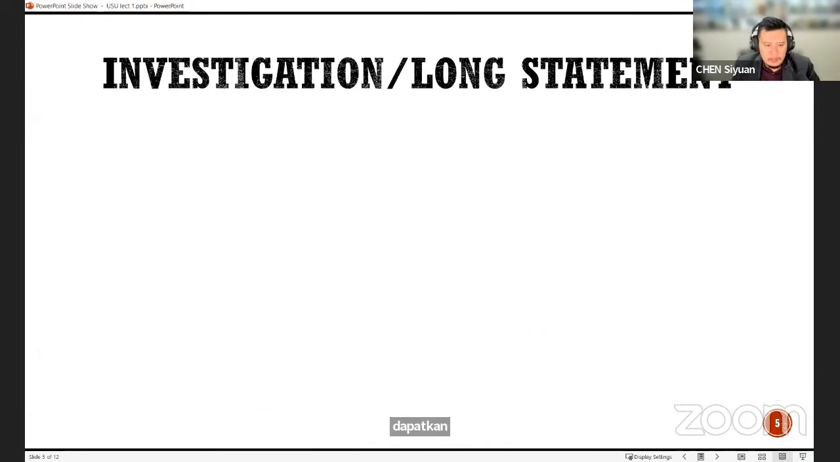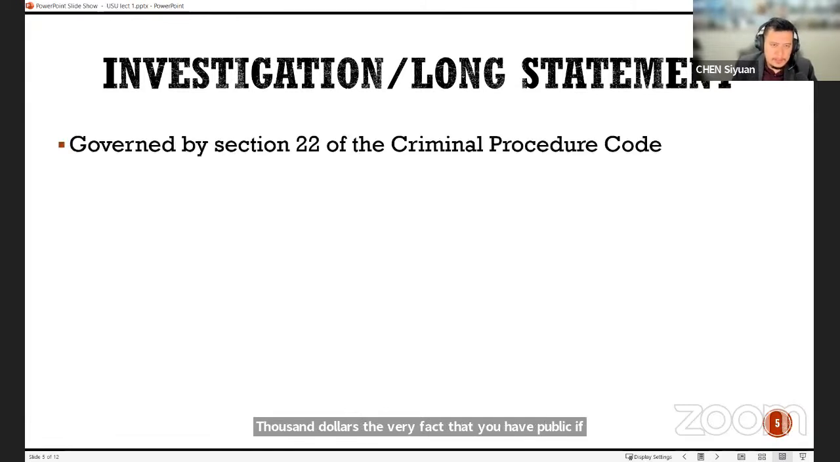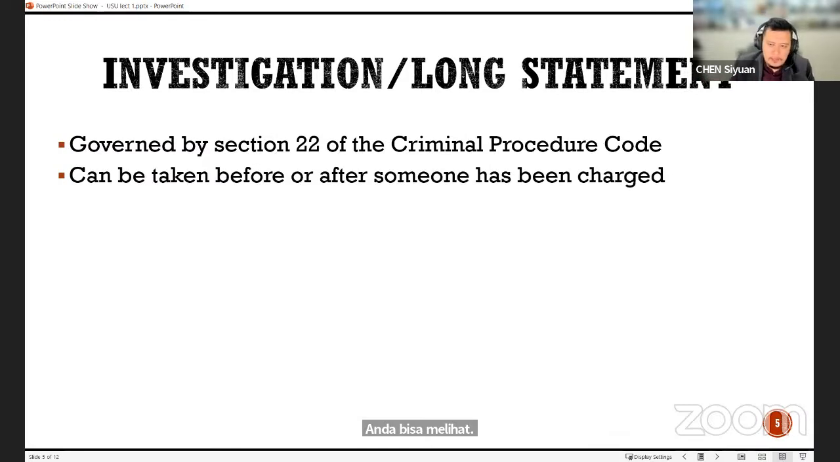Okay, so now let's look at some of the ways in which evidence may be gathered to prove a crime. I'll start first with the investigation statement or long statement. And this is governed by Section 22 of Singapore's Criminal Procedure Code. So you can Google it and you can read for yourself if you want to, right? It's freely accessible. An investigation statement or long statement can be taken at any time. So before a person has been charged with a crime, and also after a person has been charged with a crime. We will examine the consequence of this in a bit.